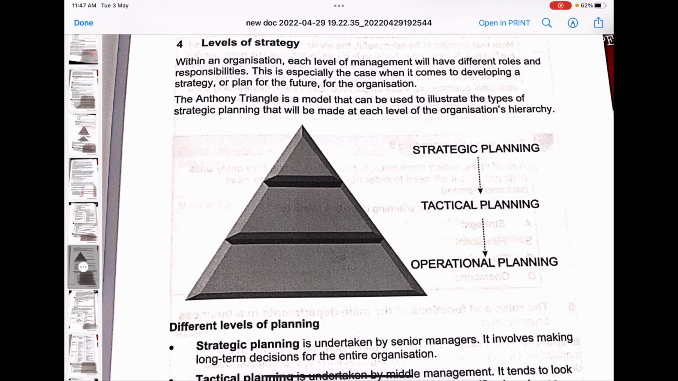Okay, so the short term things, which are practical, are done by the operational level. If something affects the entire organization, it is done by the strategic level. Middle managers do something which is related to one store, whereas operational does the practical and short term things, and something which affects the entire organization is done by the strategic.